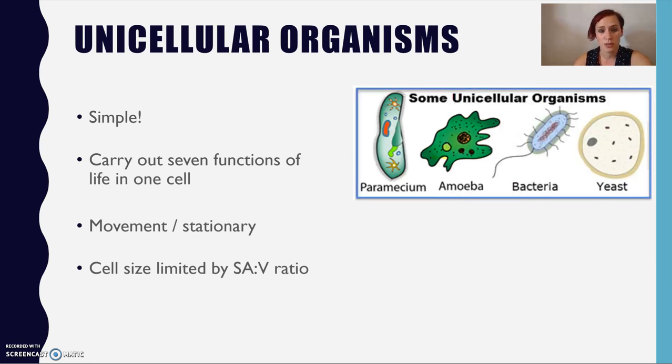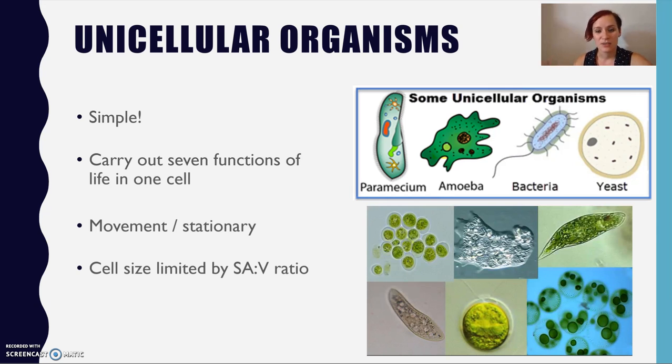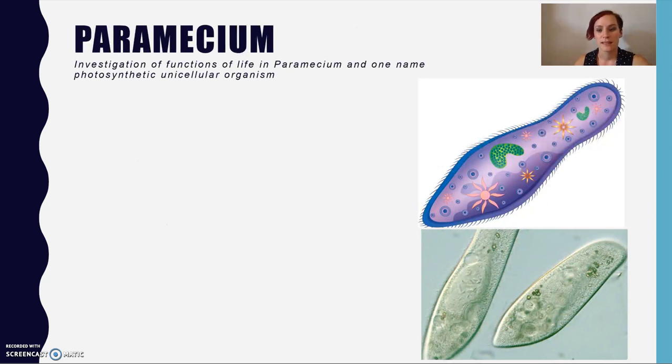So some unicellular organisms are paramecium, amoeba, bacteria, and yeast. And you'll see them under the microscope in lots of different ways. A really important syllabus point is about paramecium. We need to be able to investigate the functions of life in a paramecium. So they have cilia, which are those little hair-like structures along the outside, and that's what helps them respond to change, and they can move that way.